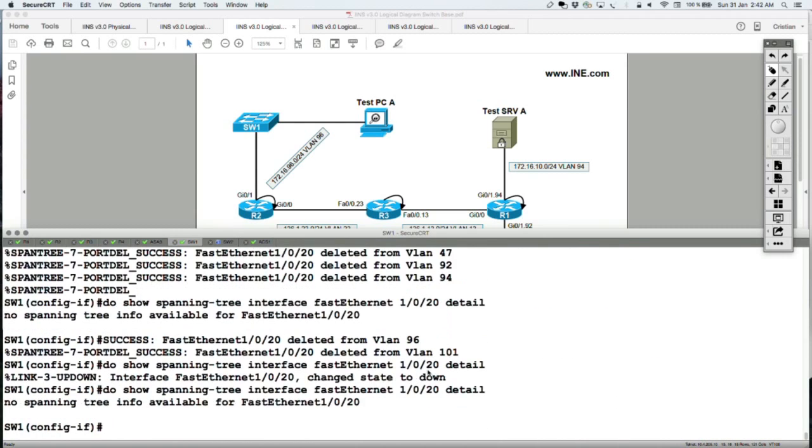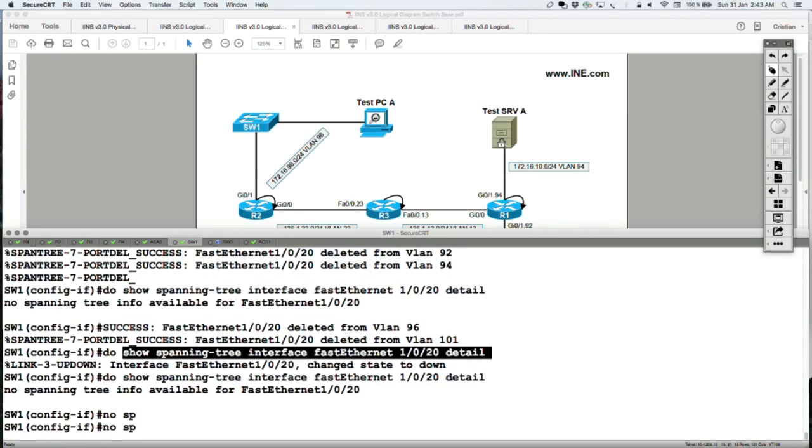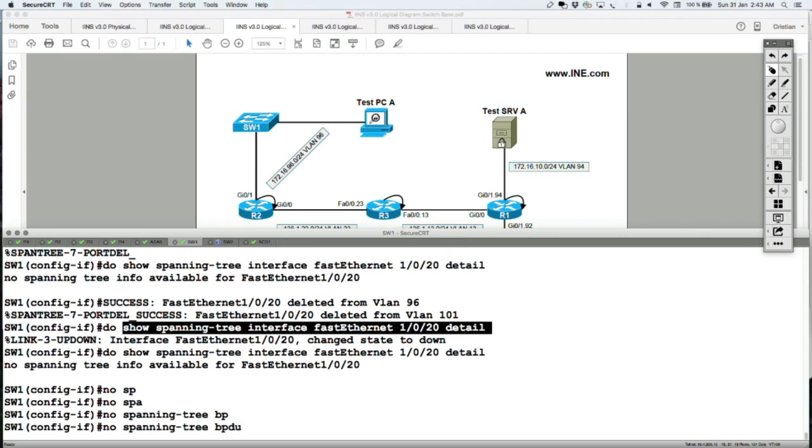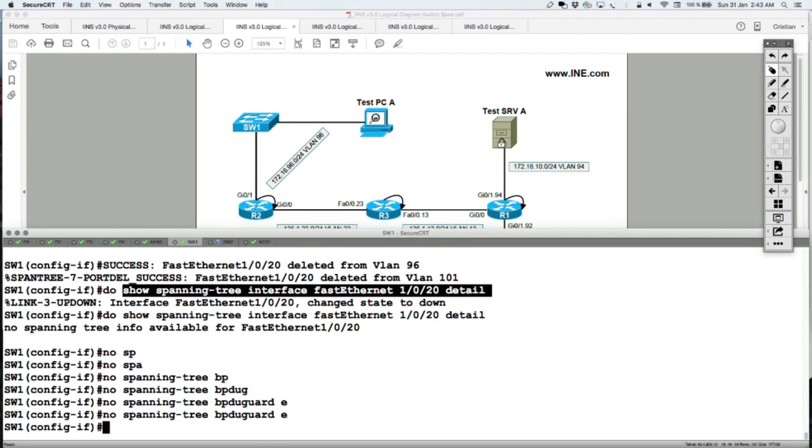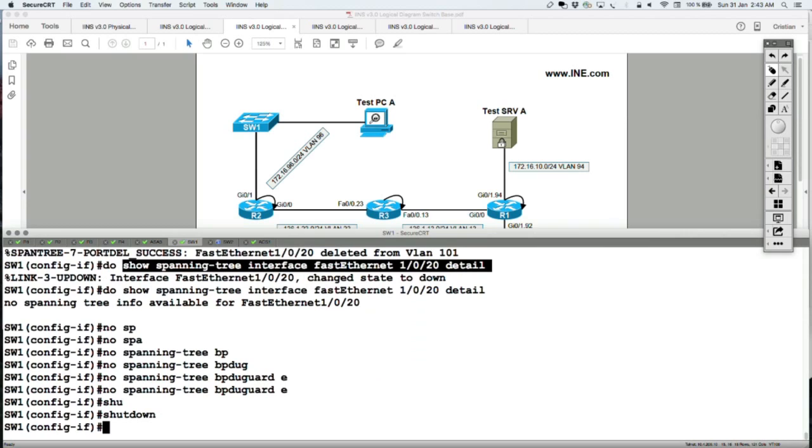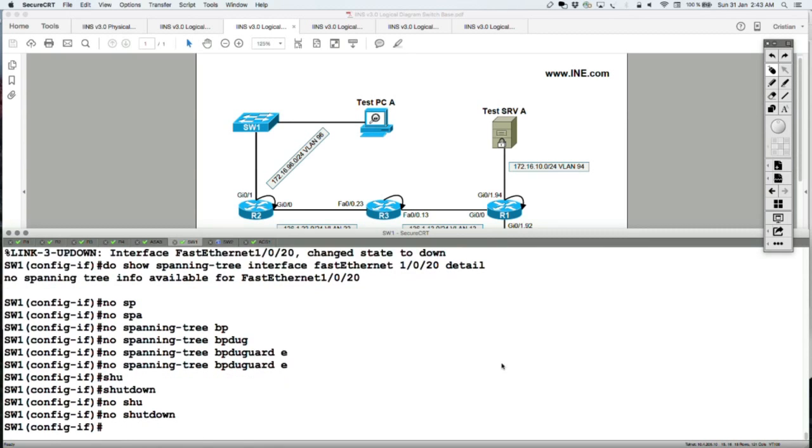Yeah, I'm not fast enough. With this command, show spanning tree interface FA1020 detailed, you're going to see whether the feature is enabled or not. But of course, the interface has to be in the up state. Let's remove the feature: no spanning-tree bpduguard enable. And then let's put the port into a functional state.